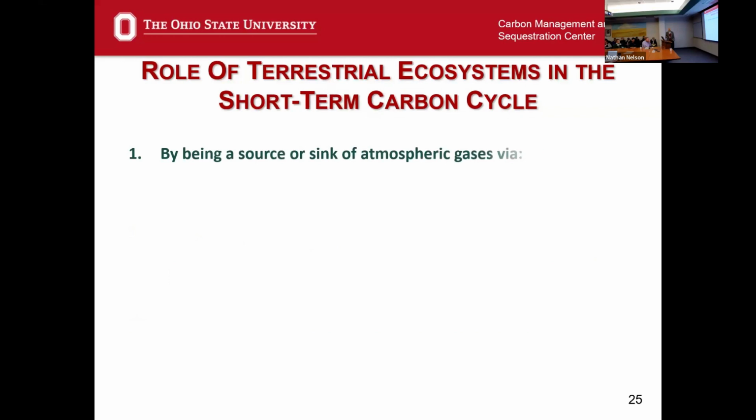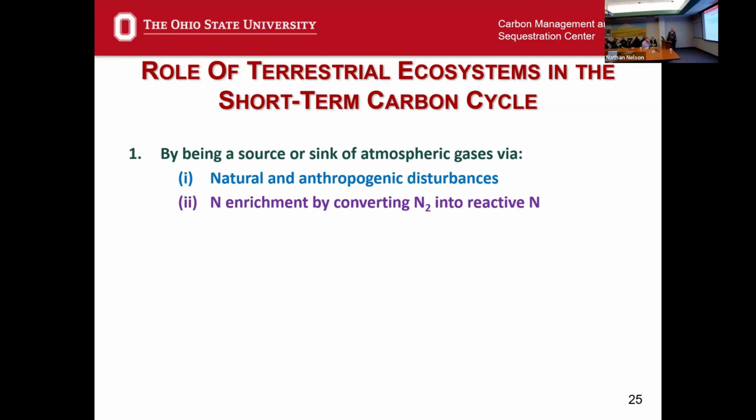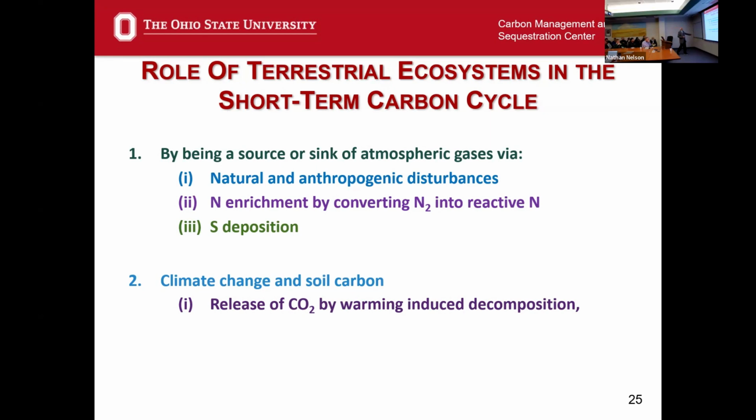The role of the terrestrial ecosystem being a source or sink of natural and anthropogenic disturbance, enrichment of nitrogen, which your group is studying here very actively, deposition of the sediments, and climate change and soil carbon. This sediment deposition is a very important part. But before these sediments reach the ocean, what happens to them between where they originated and the ocean is really a lot of emission. And we ignore that. By ignoring that, taking the sediment to the ocean and calling that a sink without looking at what happened in between has created a lot of misunderstanding.